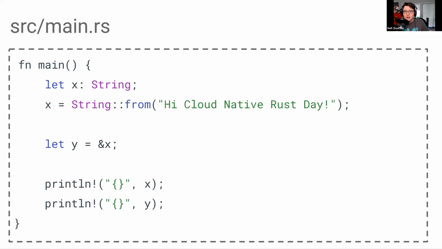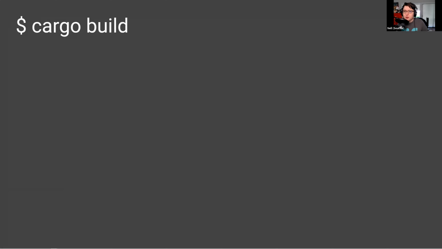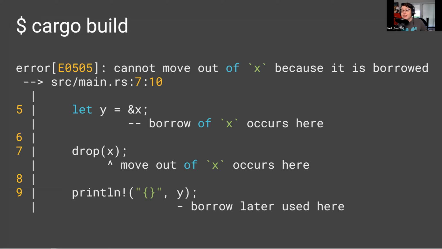Going back to our code, let's alter this slightly. And let's try to drop the value of the variable x before we try to print the value of y. If we do this and then try to build this code, we get an error. We can't drop x because it is borrowed, and that borrow is used later. The borrow checker tells us that x, because it is referenced by y, needs to stay alive for at least as long as y needs to stay alive. X's lifetime must be greater than or equal to y's.